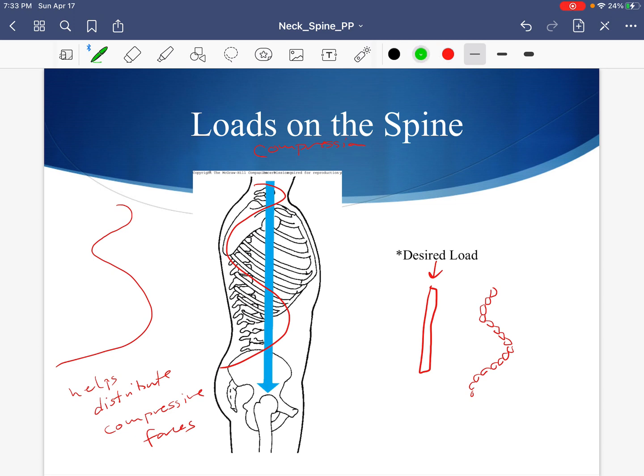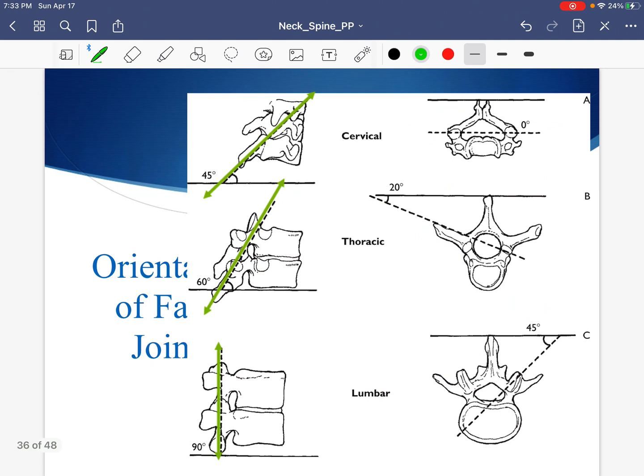As you can see on your notes, the body of the vertebra takes the most of the compressive force. And number 2 would be the facet joints or zygapophyseal joints. So the vertebral body takes on most of the compressive load, and then the facet or zygapophyseal joints are second in that they help to take the compressive load.